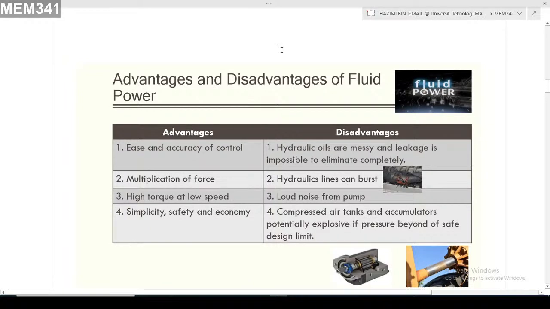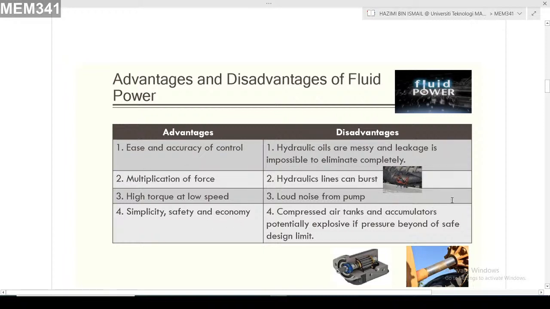This slide shows the advantages and disadvantages of fluid power. An advantage of fluid power is that it is easy and accurate to control. It also can multiply force from a small or weak force. It can be multiplied to high force and torque. The third advantage is that it has high torque at low speed. And the last one, it is simple and safe and also cheap, economical.